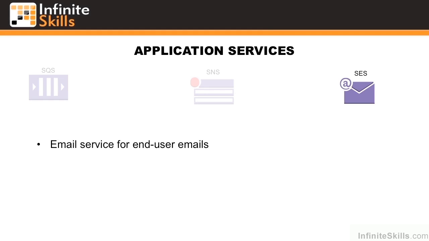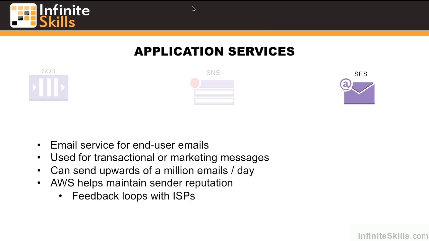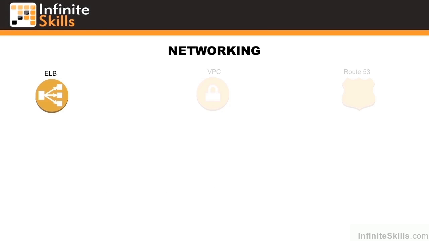SES, or Simple Email Service, is a service you would use to send user-bound emails, folks outside of your enterprise. It's used for transactional or marketing messages. You can send upwards of 1 million emails a day, and AWS helps you maintain your sender reputation by providing feedback loops with ISPs and alerts.